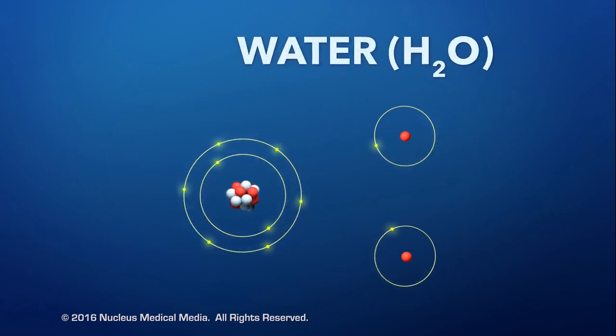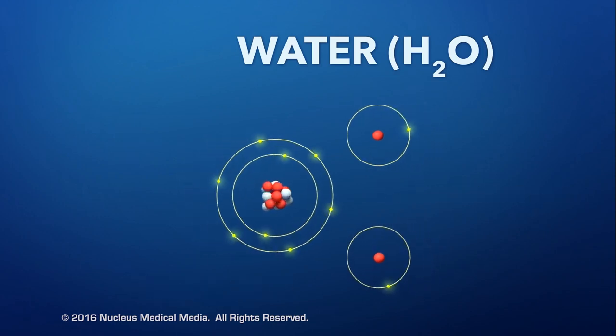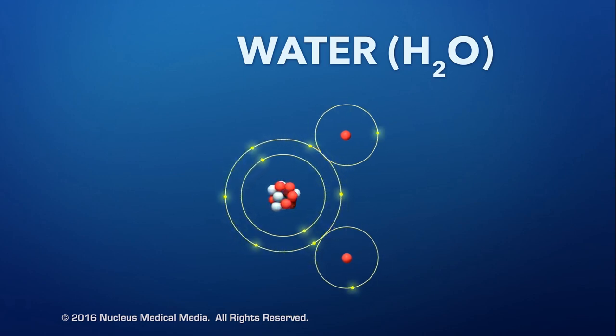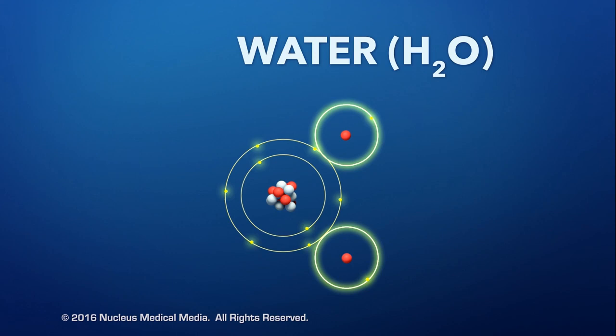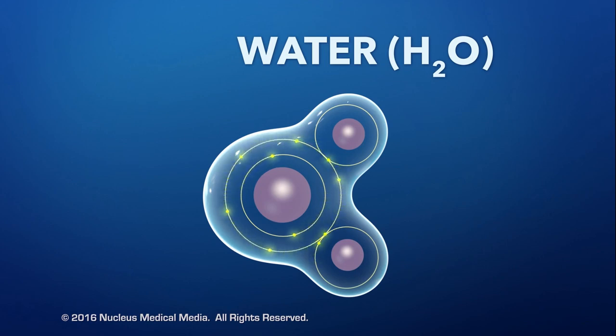A water molecule, or H2O, consists of 2 hydrogen atoms and 1 oxygen atom. When a water molecule forms, both hydrogen atoms bond with the oxygen atom by sharing their electrons with the oxygen atom. This completes both oxygen's outer electron shell, which can hold all 8 electrons, and hydrogen's outer shell, which can hold 2.